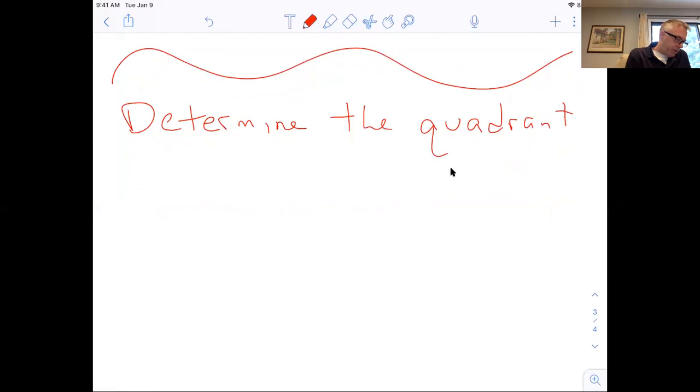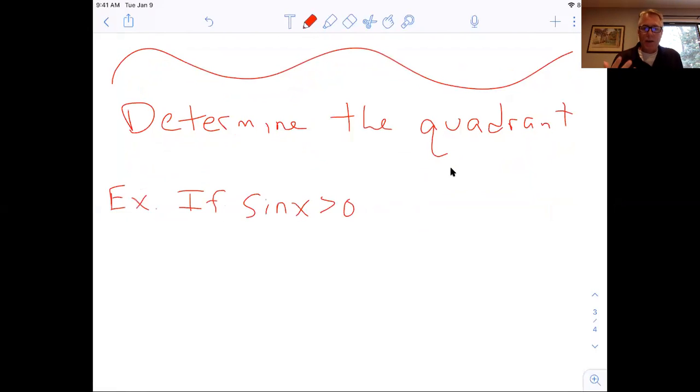All right, so for example, if we were given the information that we knew the sine of x is greater than 0, so the sine is positive. Now that tells us something about where we're talking.